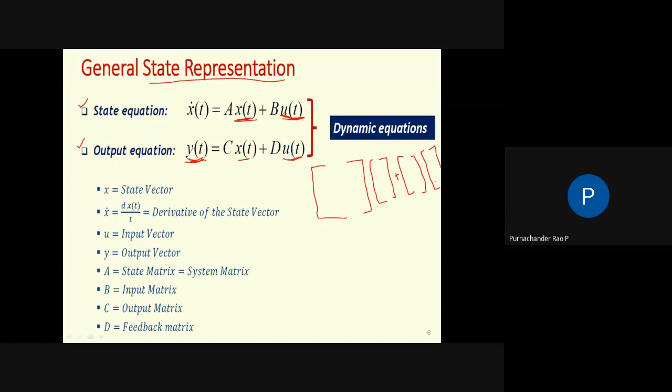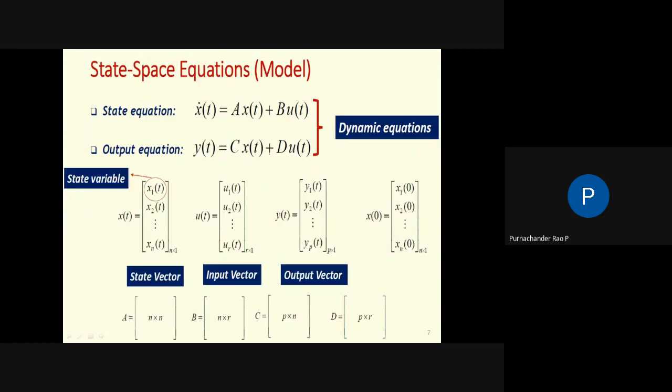These are representing the inputs, this is matrix B, this is the matrix of state variables x, and this is matrix A. The resultant will again be a matrix of state variables, x dot. This matrix A is called the system matrix or state matrix, B is called the input matrix, C is called the output matrix, and D is called the feedforward matrix. We'll see the order of these matrices.